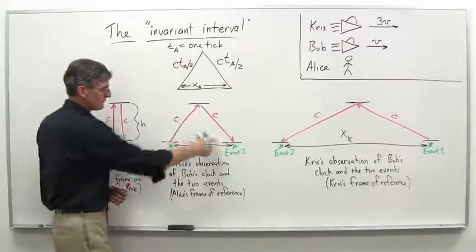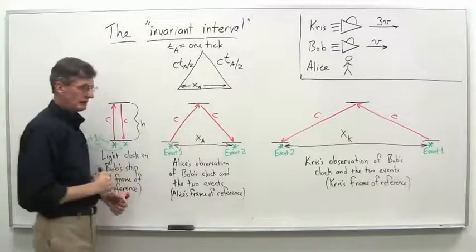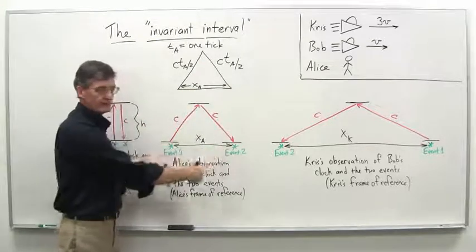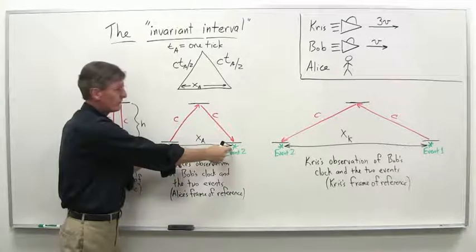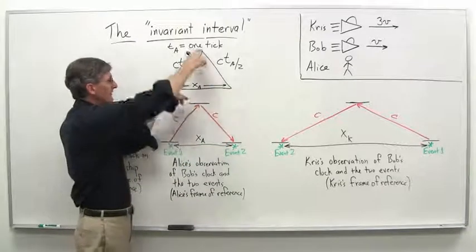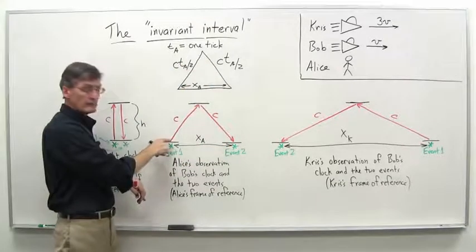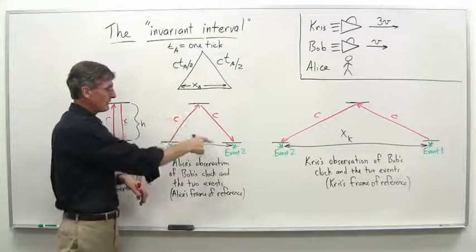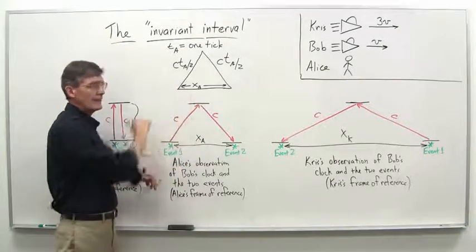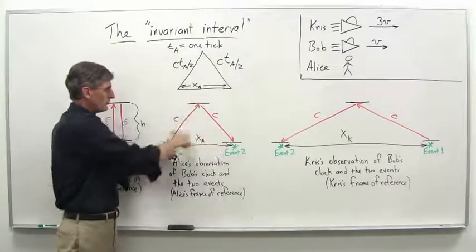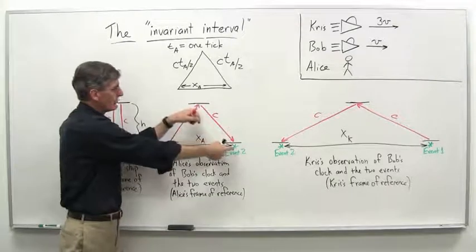So this is the triangle we're looking at right here. I've just redrawn it up here. This is the distance xa. Just by definition, we say the distance between the two events, that's xa. The time of travel for the light pulse, up and back down again, is ta. So ta over 2 is up and ta over 2 is down.